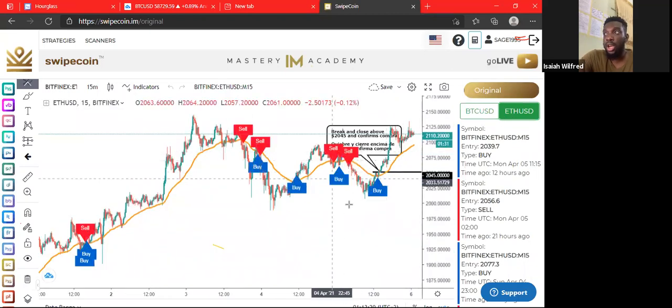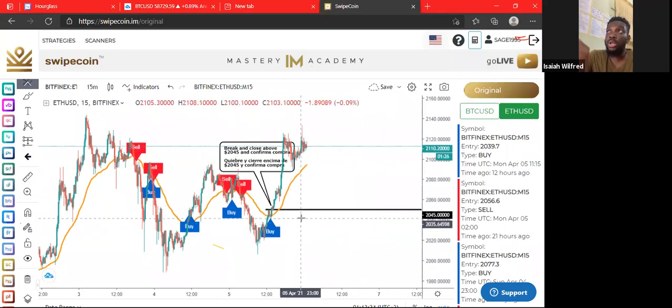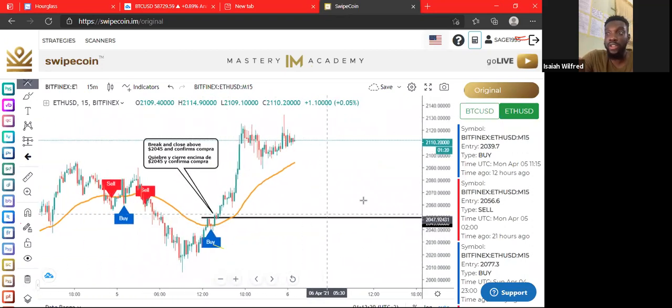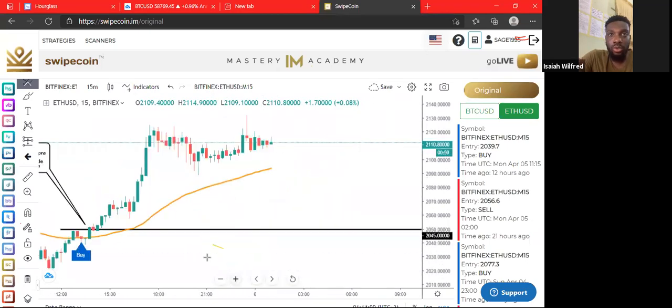Most times on the scalper, you can actually see Crypto Picasso or any other trader or educator giving you hints. Like for Ethereum here, he called out a buy. This one, he already helped us to label it. In fact, he called out a buy. What did he say? Break and close above 2045 confirms the buy. That means you wouldn't have entered this trade. You would have entered this buy.